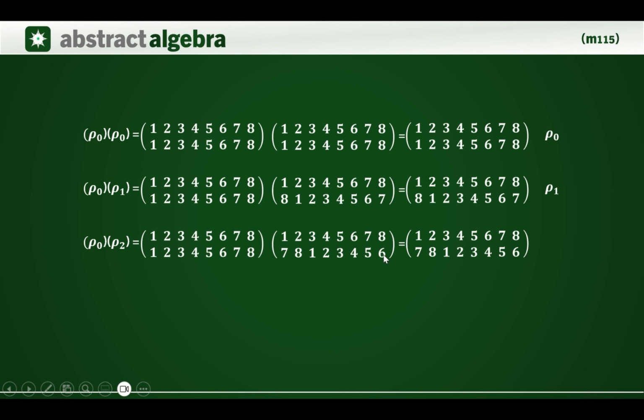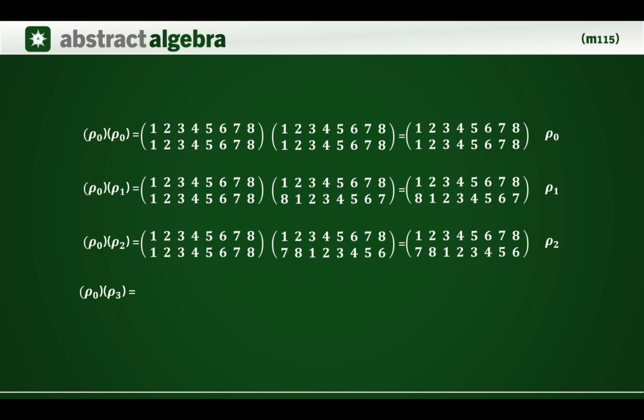Next is 8 maps to 6. So we're going to find the 6 here. So 6 maps to 6. Therefore, 8 maps to 6. So the composition of rho sub 0 and rho sub 2 results to rho sub 2.